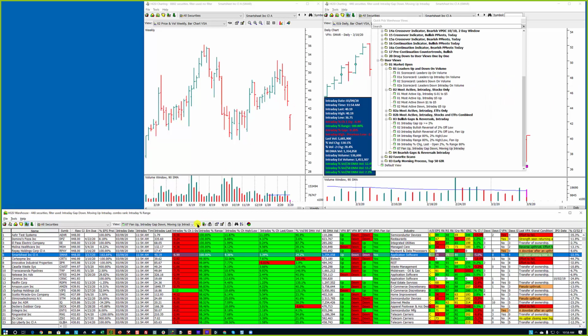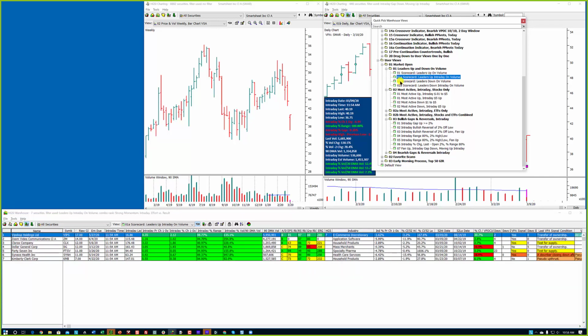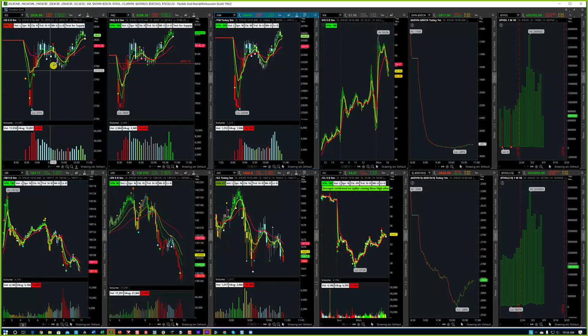Let's look at a few other things while we're in here. Look at this, leaders up on volume intraday. Now, when I first posted this on Skype, there were only 2 stocks, so you can tell that the market's changing. Let's go in and take a look at this. Got past resistance, and now it's backing off a little bit again. Not too much. The AD line's still going up.